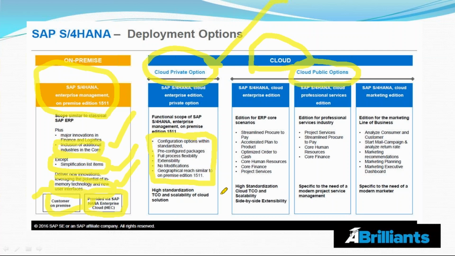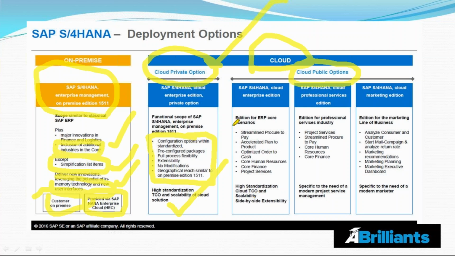So at this particular point, we will need to do a data check, do a system check on our simplification list items in order for us to run this application at maximum 100%. Let's move to the next version, which is the public option of cloud.